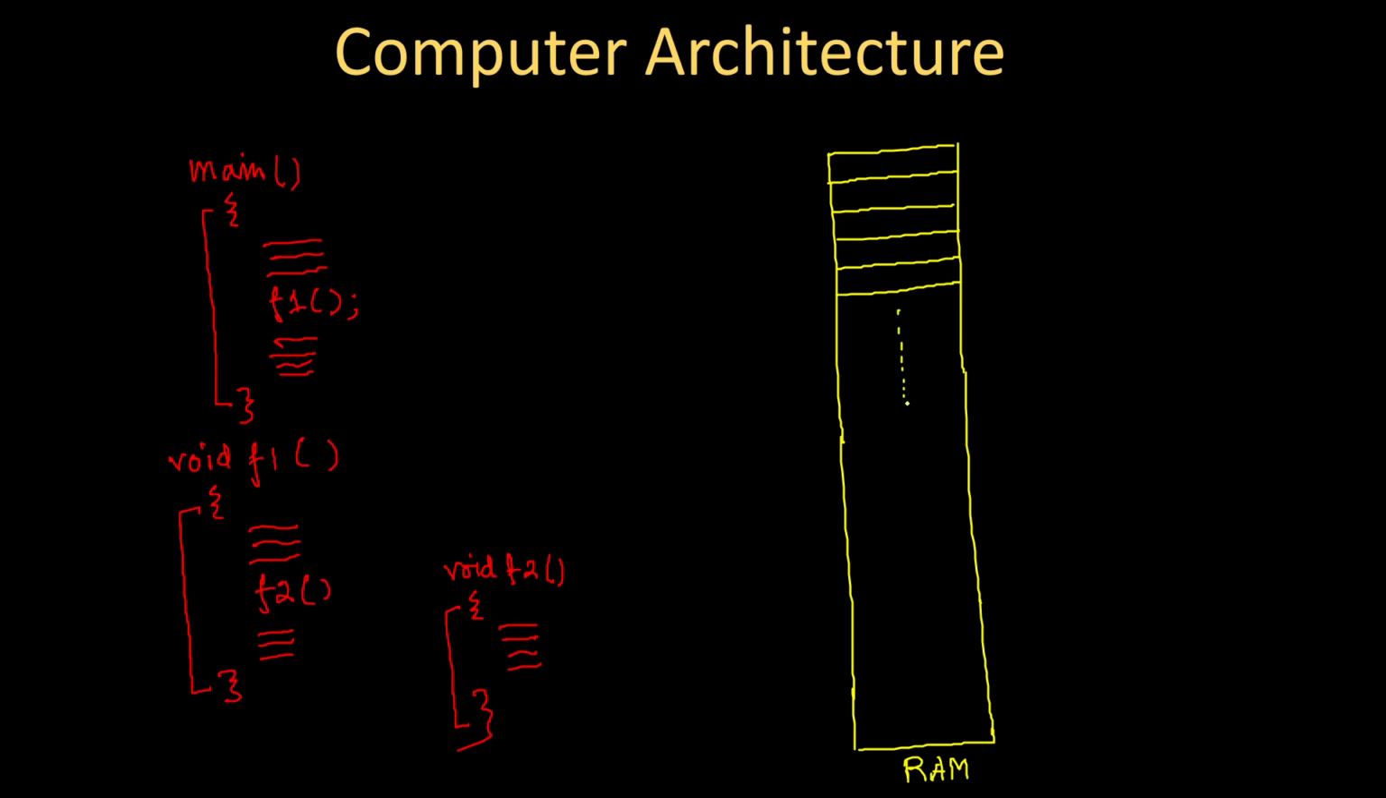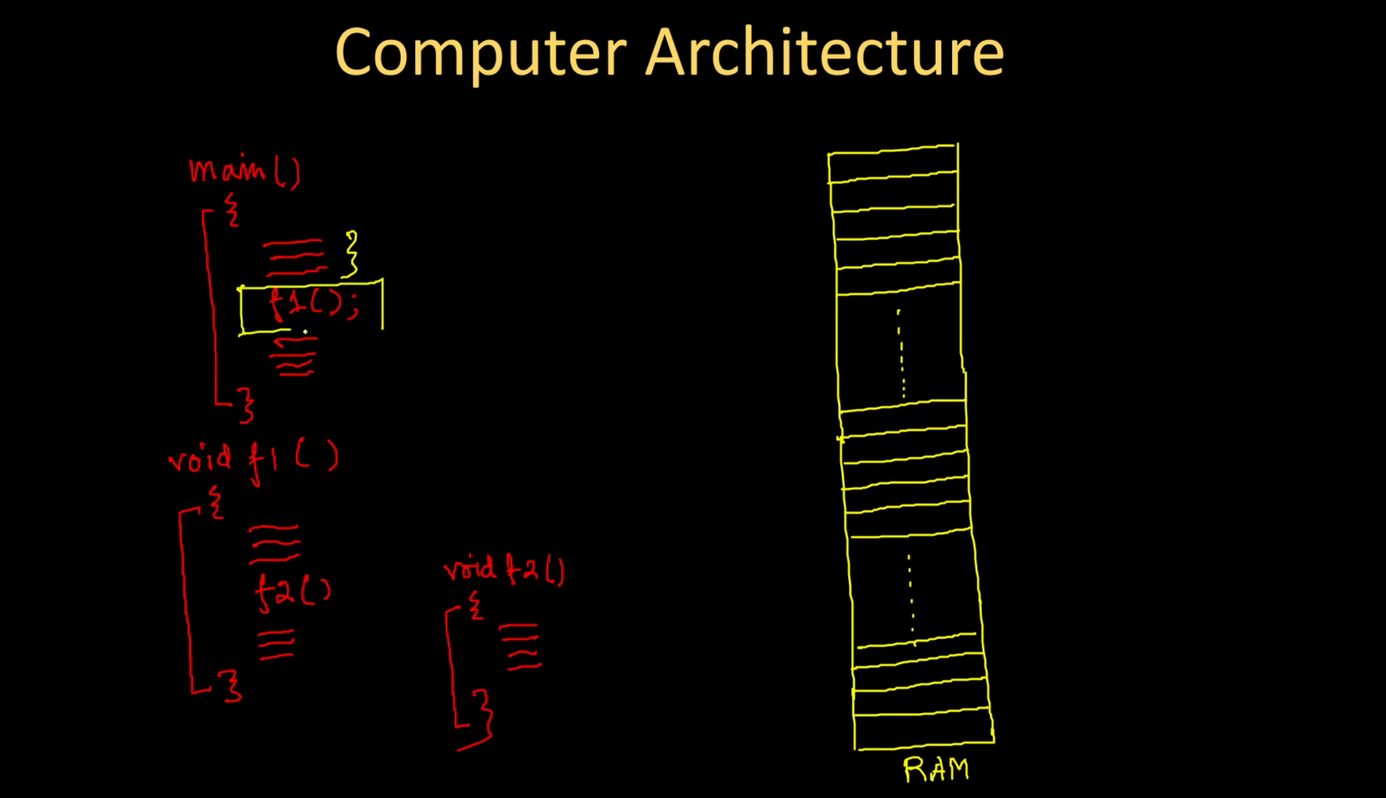And there are many locations present, something like this. Now what happened: this program is not directly transferred into the RAM. The corresponding machine level instruction is stored in this memory. Now I'm ignoring all these different instruction parts, and only concentrating on this line.